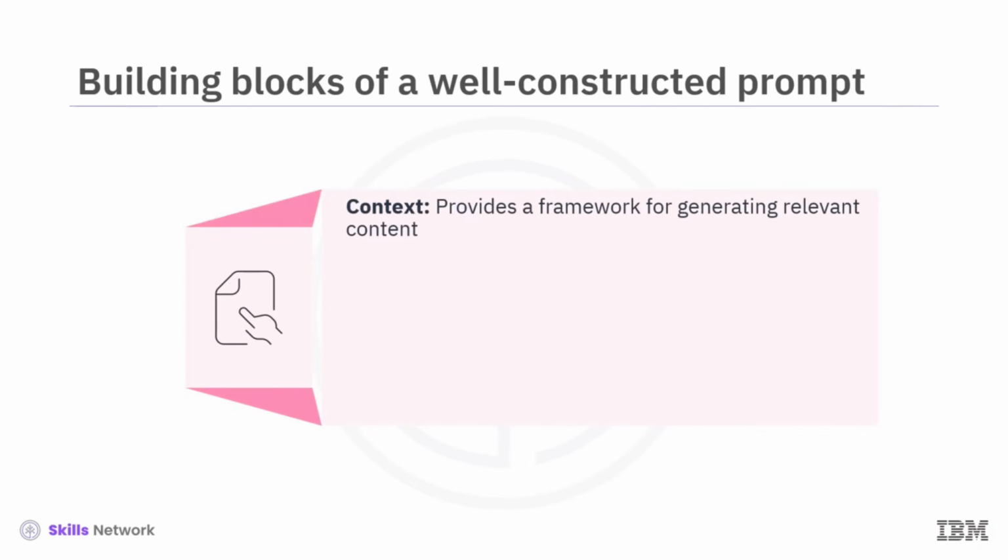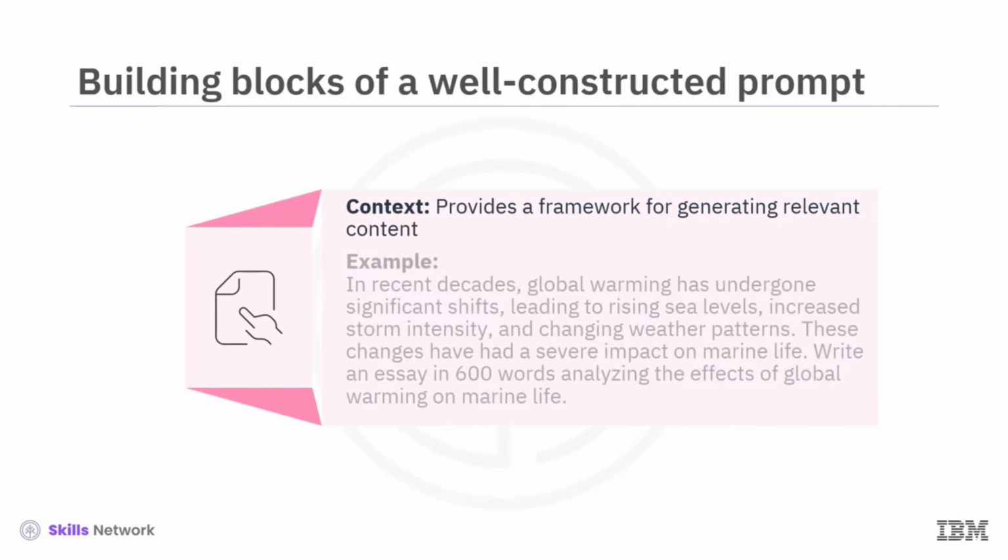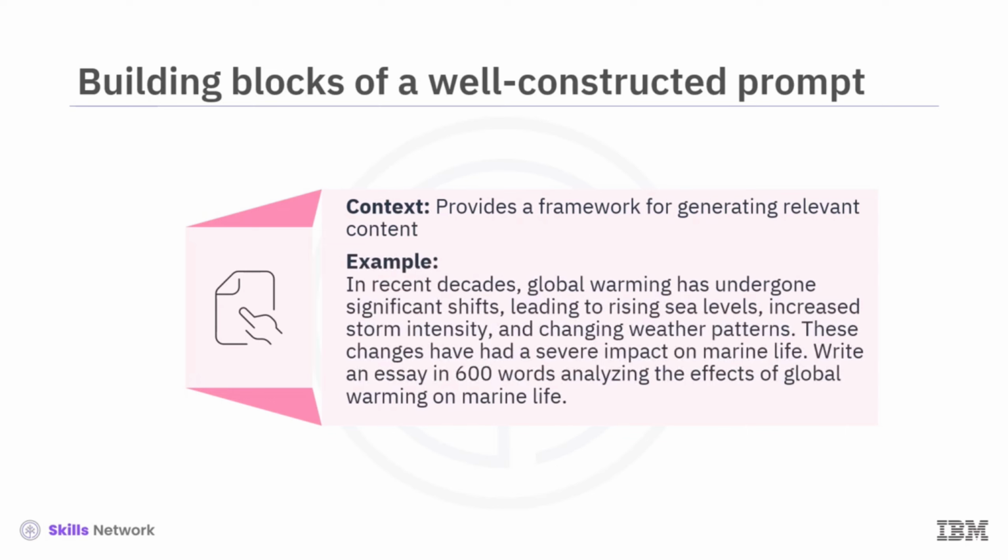Context helps establish the circumstances that form the setting of the instruction and provides a framework for generating relevant content. To understand this, let's add some context to the prompt discussed in the previous example. "In recent decades, global warming has undergone significant shifts, leading to rising sea levels, increased storm intensity, and changing weather patterns. These changes have had a severe impact on marine life. Write an essay in 600 words analyzing the effects of global warming on marine life." This prompt will help the model generate output aligned with the context.